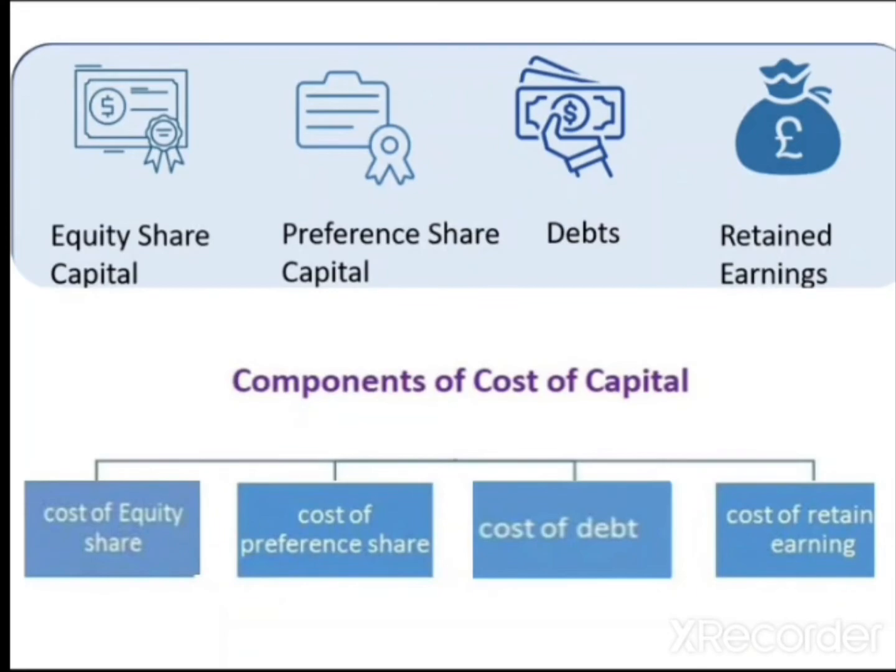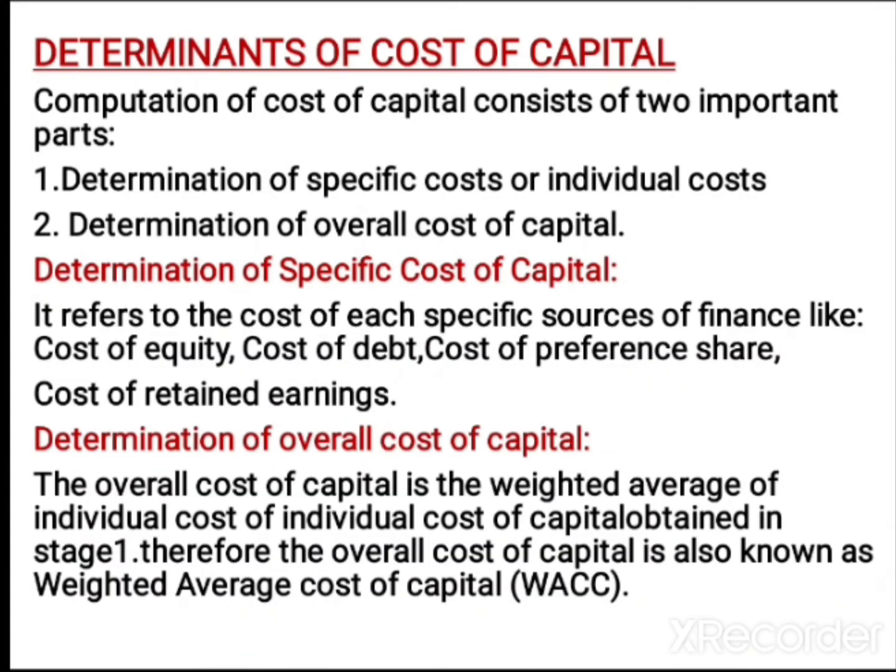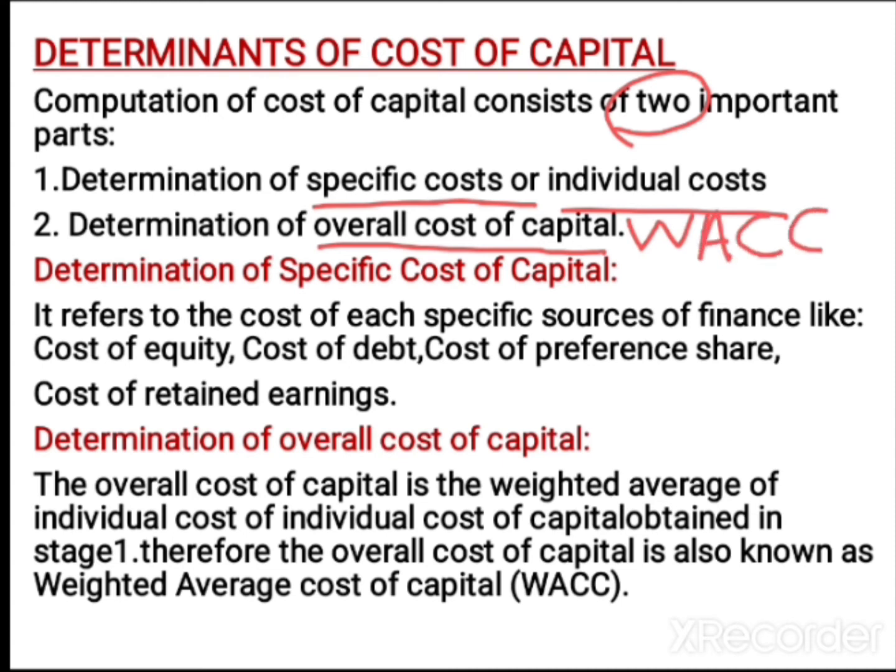Now moving on to the next, that is determinants of cost of capital. Determination of cost of capital happens in two stages. The first stage is called specific cost or individual cost, and the second stage is called overall cost of capital, also called WACC, weighted average cost of capital.